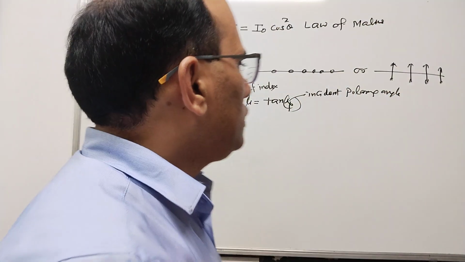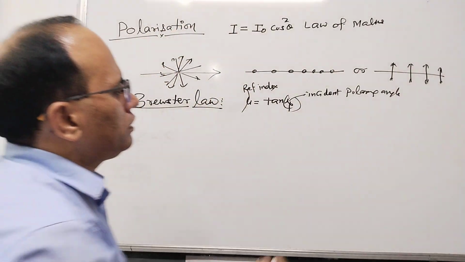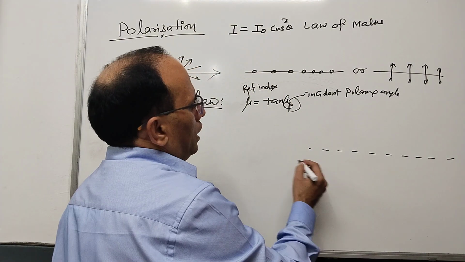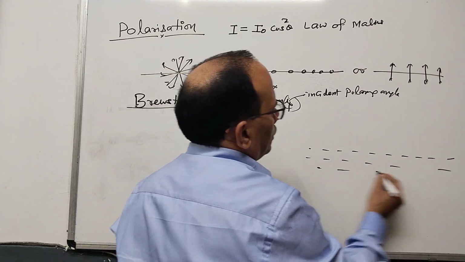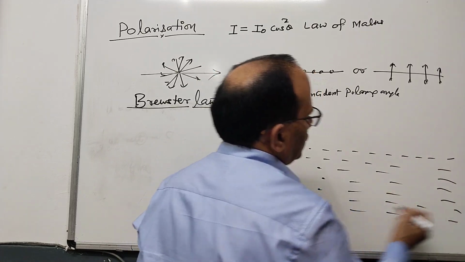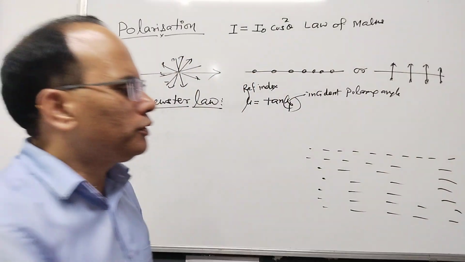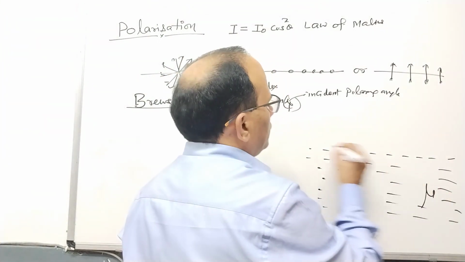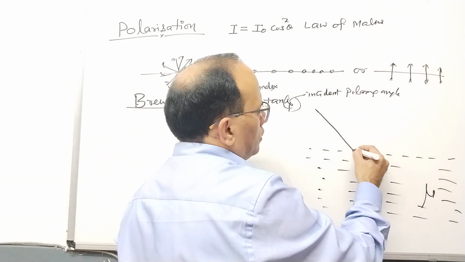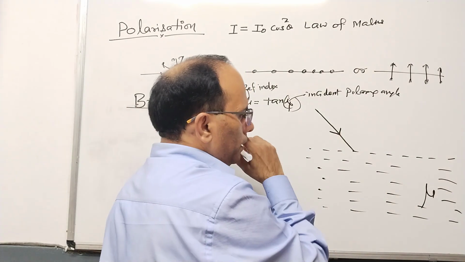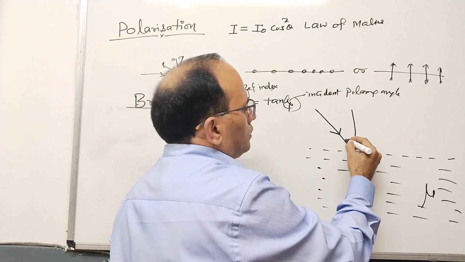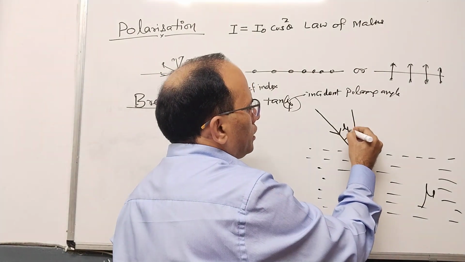And about this, a very interesting result comes out. Let us suppose that this is the interface between two media, and in the downward direction is the bottom medium which has a certain refractive index mu, and this is the upper medium. Suppose a ray is incident on this, and we can draw the normal here. This angle is called the i_p angle.